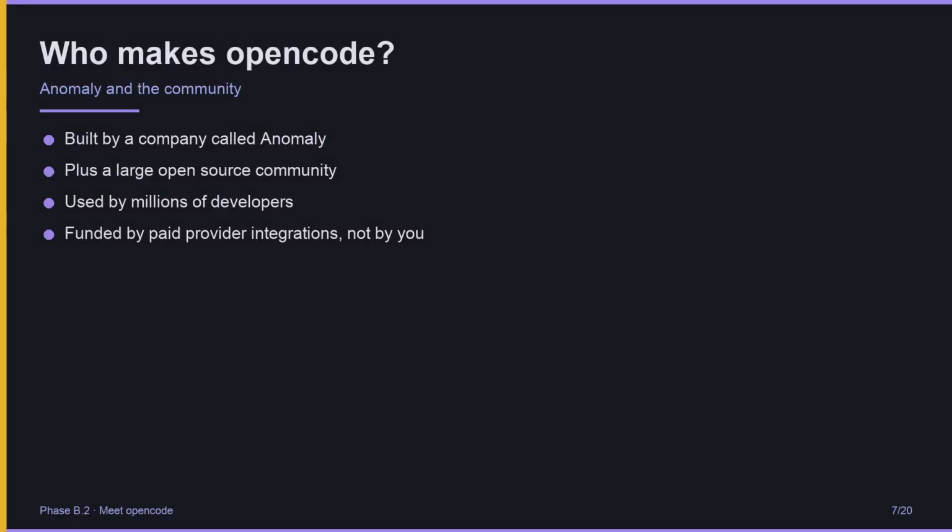Who makes OpenCode? A company called Anomaly, plus a large open source community of contributors. It is used by millions of developers every month. Anomaly makes money when you connect OpenCode to their hosted Zen service, which is convenient, but optional. You can use OpenCode entirely without paying Anomaly anything, by connecting your own provider accounts.